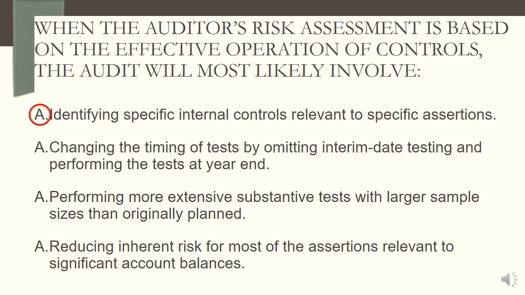The third letter A, performing more extensive substantive tests with larger sample sizes than originally planned. Again, that's something the auditor would do when they can't trust the control system. Less trust in the control system means more work, which means more substantive testing and more sample sizes. And finally, the fourth letter A, reducing inherent risk for most of the assertions relevant to significant account balances. Again, risk is inherent when it's risky because it is. You still have to test the assertions, even if you assess that the controls are effective.